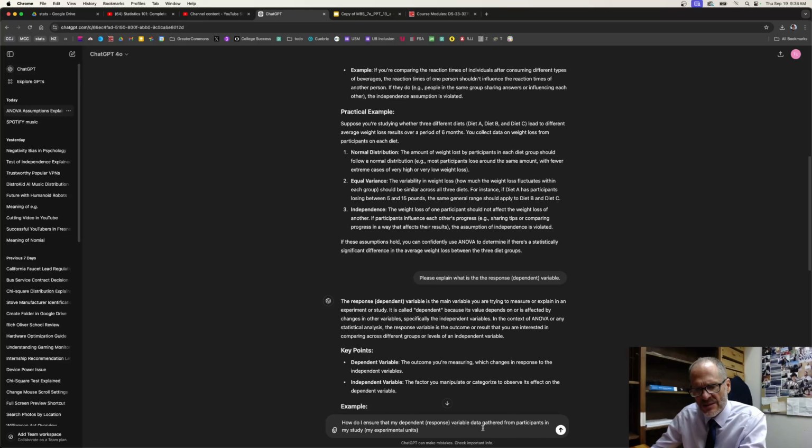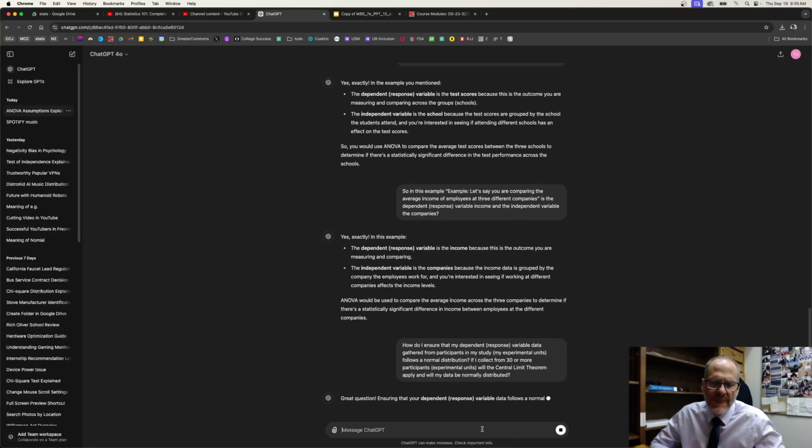How do I ensure that my dependent response variable data gathered from participants in my study is normally distributed? Follows a normal distribution. If I collect from 30 or more participants, and I'm just putting experimental units in here to see what ChatGPT does with it, and also just to start reiterating it in my own head. If I collect from 30 or more participants, experimental units, will the central limit theorem apply, and will my data be normally distributed? Let's see what it says about that.